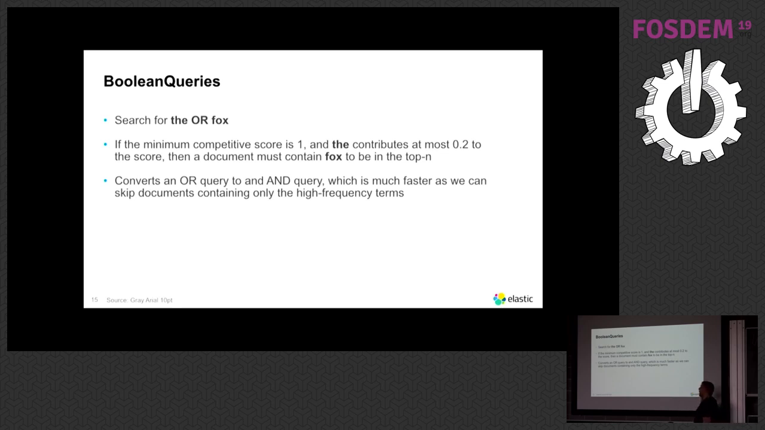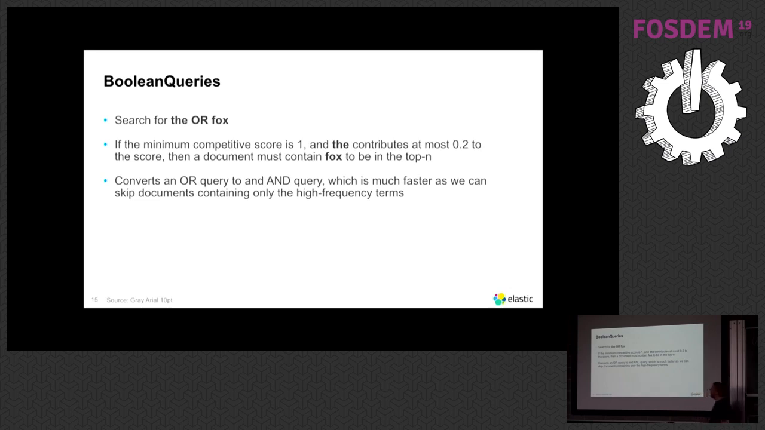So for something like "the or fox", in a naive implementation, you're going to end up visiting every single document because every single document is going to have "the" in it. Then the documents which have fox in them are going to float higher to the top of the list, because the maximum score of the term fox is going to be much higher than the maximum score of "the", because it has a much lower total term frequency.